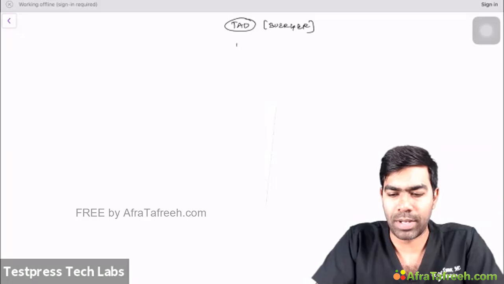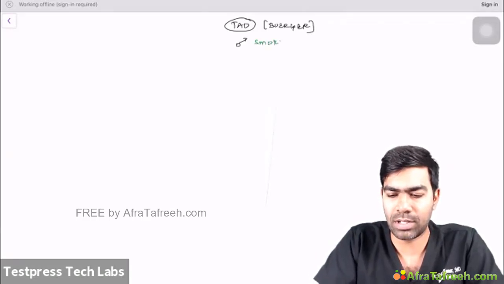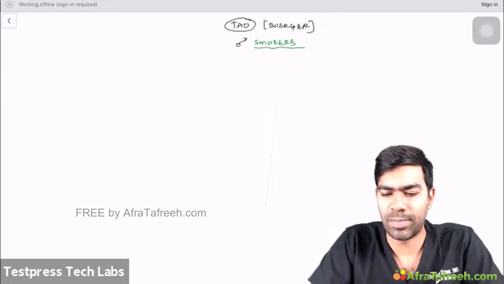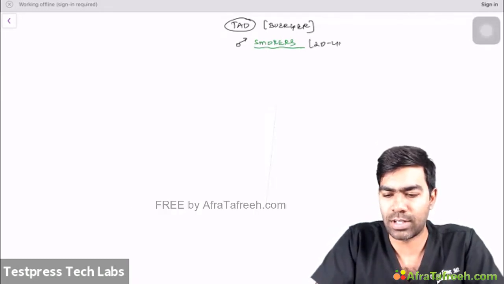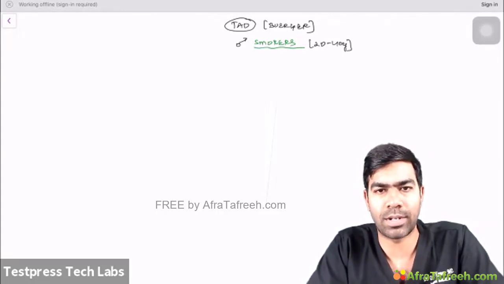Usually it is common in males, and one of the exclusive causes for developing Buerger's disease is smoking. So smokers are at extremely high risk of developing Buerger's disease, typically in the age group of 20 to 40 years. This is the age where they typically get Buerger's disease, which means it's a young male. So they are the ones who are going to be affected.